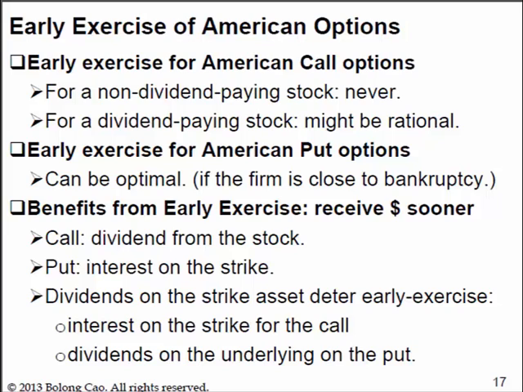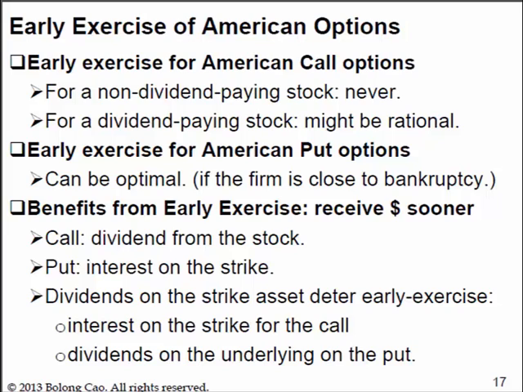And then for the put, if you can make a lot of interest income on the strike price received, and the stock price is already as low as possible, especially when it's 0, the strike price is all that you can receive on exercising this option. And after you receive the strike price, you can start to earn interest income. You want to exercise your American put earlier than the expiration date.